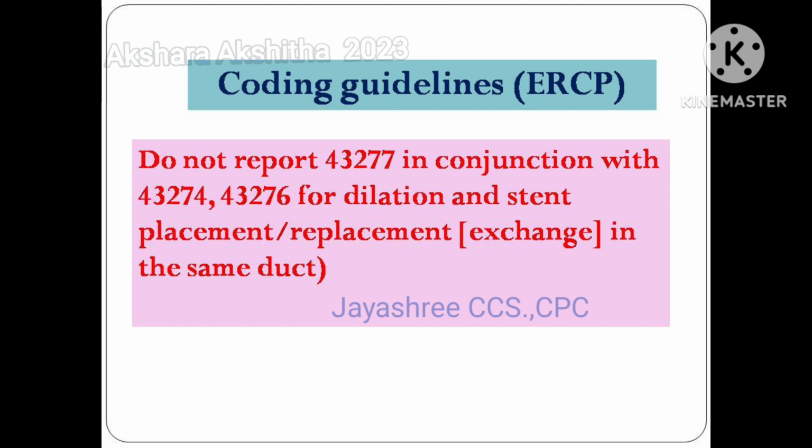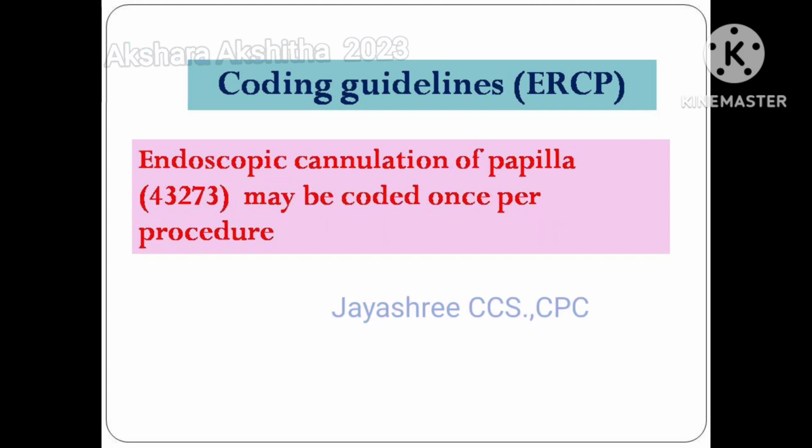Okay. Then endoscopic cannulation of papillae CPT code is 43273, which may be reported once per procedure only. Okay guys, ERCP coding guidelines are finished.